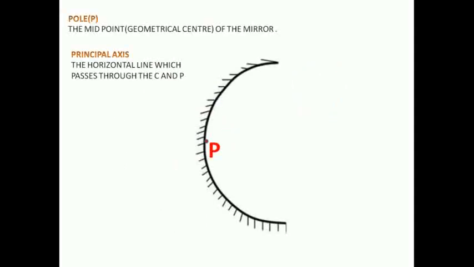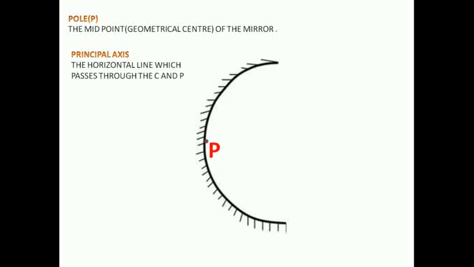Now next, the next definition is the midpoint or the geometric center of the mirror is known as pole, which is denoted by capital P. Don't get confused between the center of curvature and the pole. Center of curvature is the center point of the sphere, while the pole is the midpoint or the geometric center of the mirror. You can see we have identified on this diagram capital P.